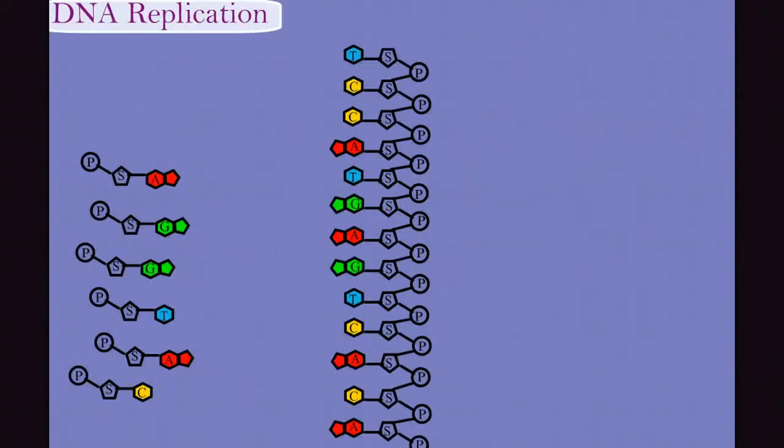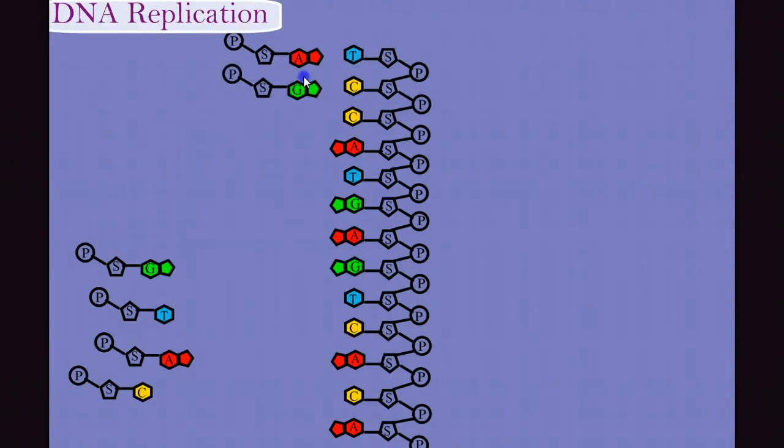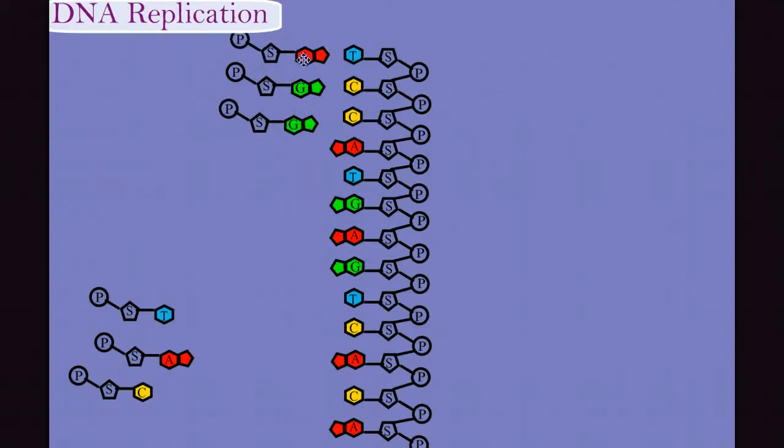Now there's one more thing we need to know about this process. It turns out that it doesn't work quite like I've shown you. DNA polymerase cannot start building a strand from scratch. We couldn't just start bringing in these complementary nucleotides and then putting them together like this. It turns out that DNA polymerase can only attach a nucleotide to a pre-existing strand.